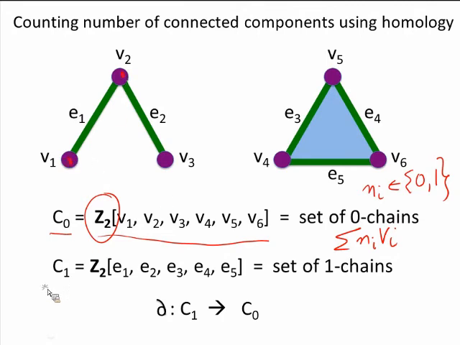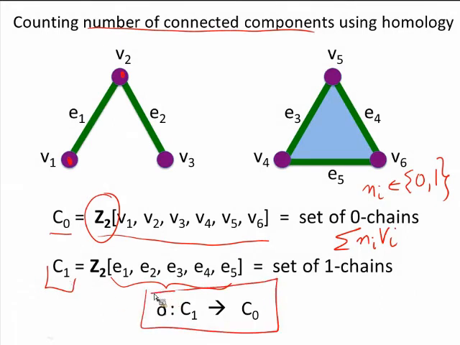My C1 will be the formal sum of all my one-dimensional simplices. We can do Cn being formal sums of our n-dimensional simplices, but for number of connected components, we only need C0 and C1. And then the other thing that we had is we had this boundary map that took our edges and said what vertices we had. So let's take a closer look at our boundary map.